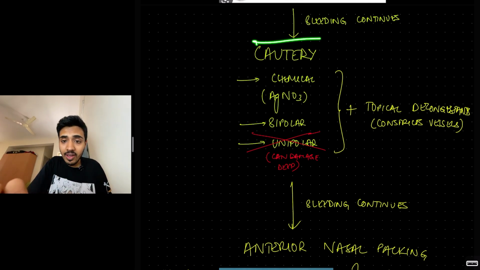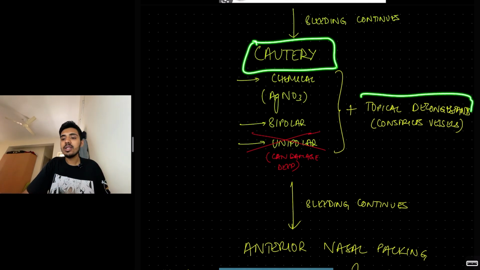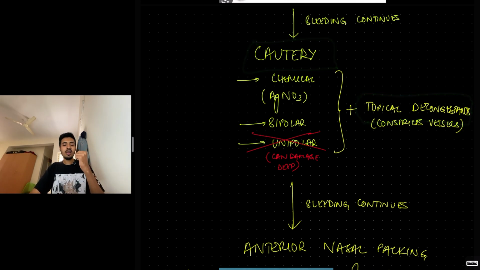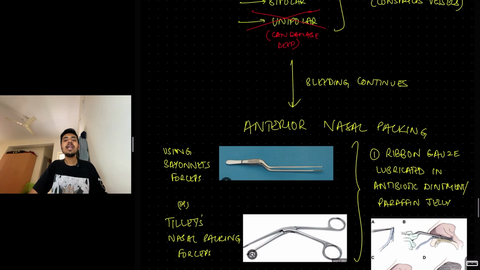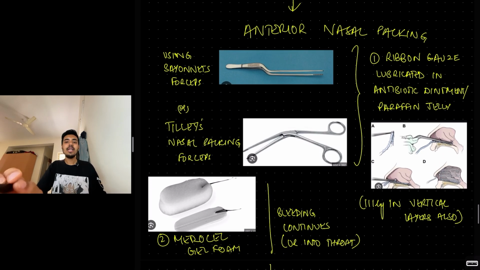Along with cautery, we always give topical decongestants. Why? Because they cause vasoconstriction and reduce the bleeding. So, Hippocratic's method, Trotter's method didn't work. We go to cautery plus nasal decongestant. Let's say cautery also doesn't work. The bleeding continues. Then we go into anterior nasal packing.